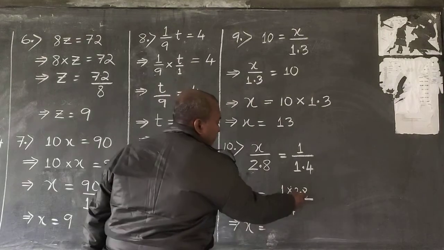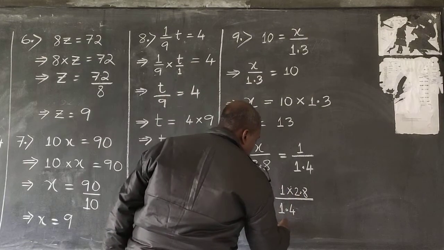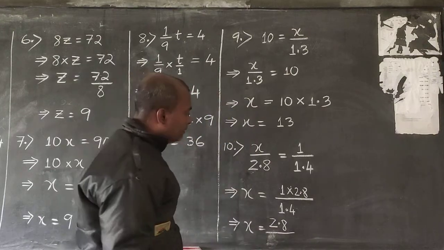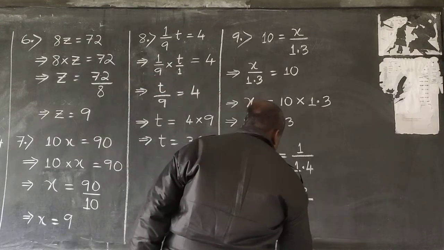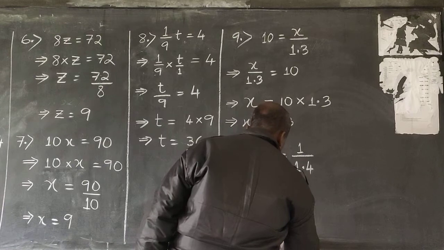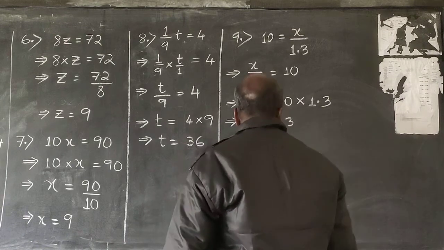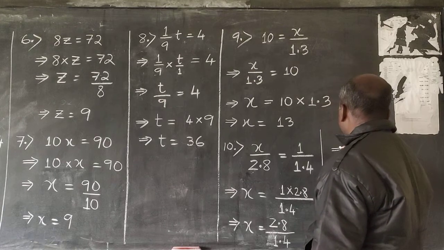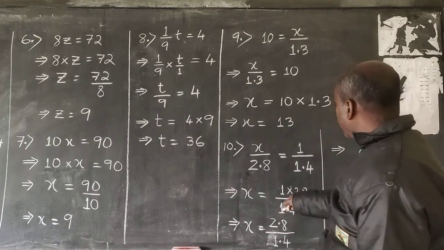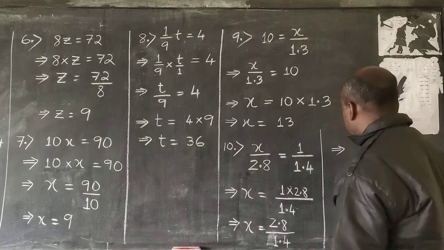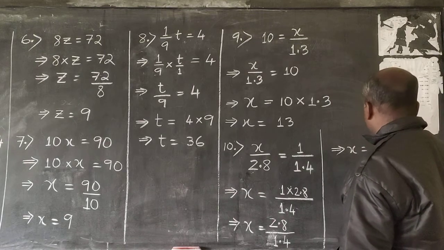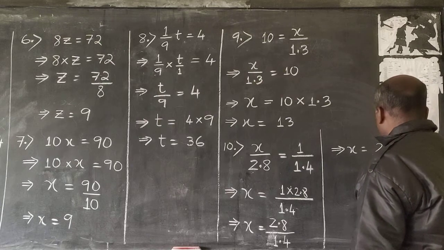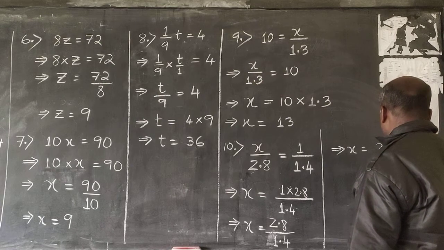So 2.8 into 1 is 2.8. Anything multiplied by 1 is that same thing, divided by 1.4. Now how to solve this? We have to remove these points. Okay, so let me remove the point from 2.8 and the point from 1.4.